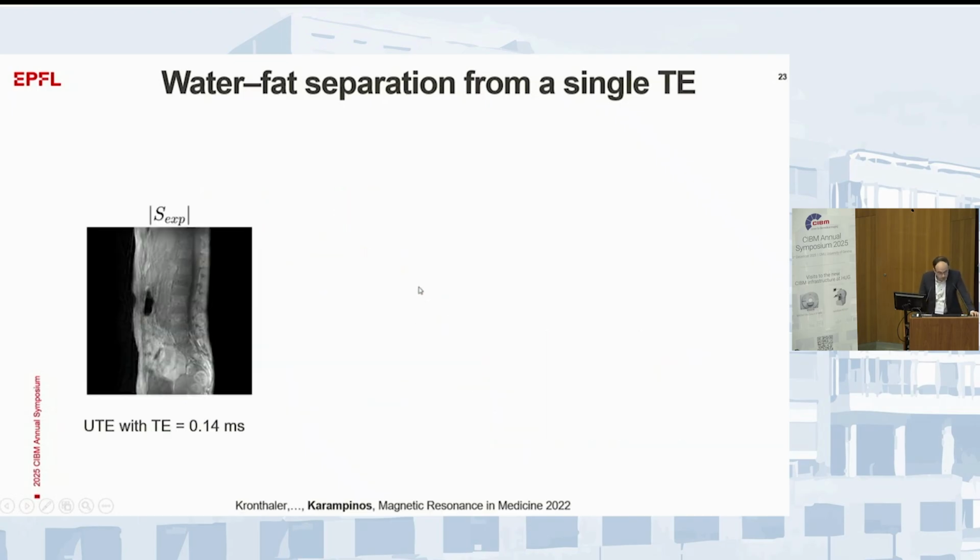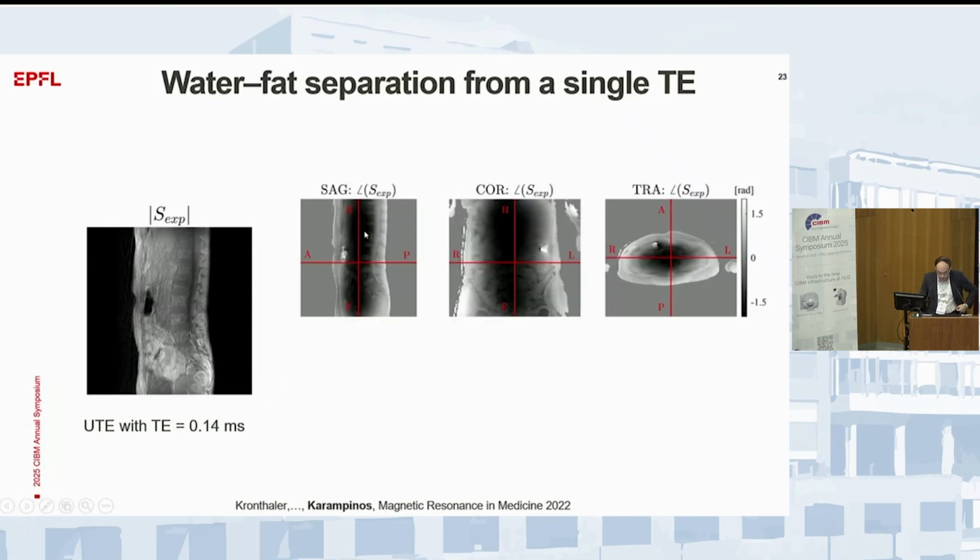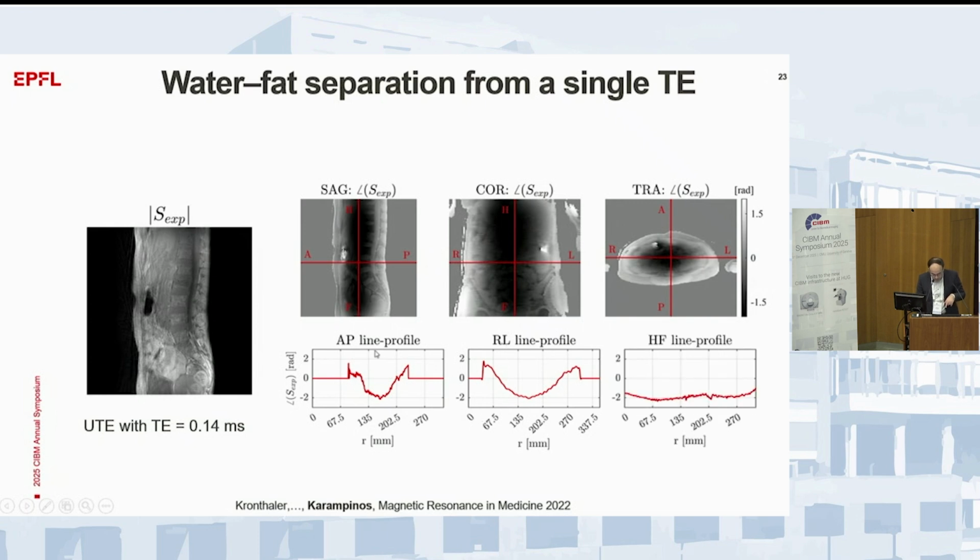How to get rid of it? How to get rid of the phase and move on with calculating the water and fat components? Well, if we look at the magnitude of this UTE signal, that's the type of image we have at 0.14 milliseconds, or 140 microseconds. And if we look at the phase, in the sagittal, coronal and transverse views, it looks like some information is being encoded by chemical shift, but there's also this background phase that we don't like to have, and of course we need to get rid of it. If we look more closely at the background phase, we see this slowly varying phase background that we will eventually need to take care of.